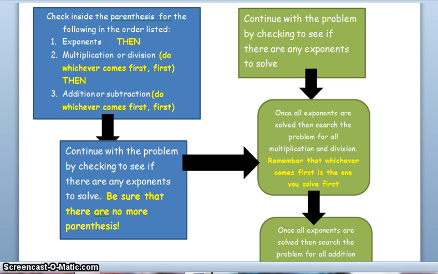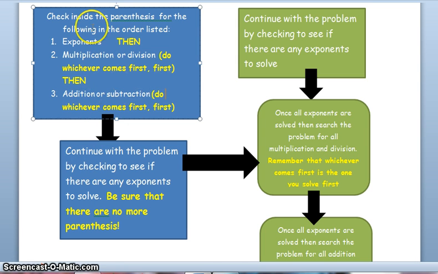So after all the exponents within the parentheses are taken care of, then you would take care of your multiplication and division. Once all the multiplication and division are taken care of within the parentheses, then you would take care of your addition and subtraction. And you do the same thing. Whichever one comes first is the one you do first in the math sentence, and you read the math sentence from left to right.